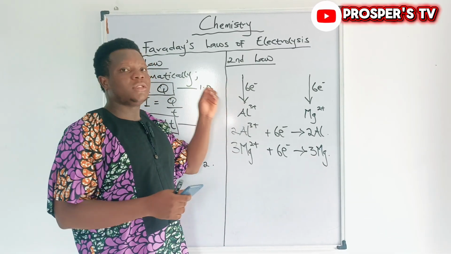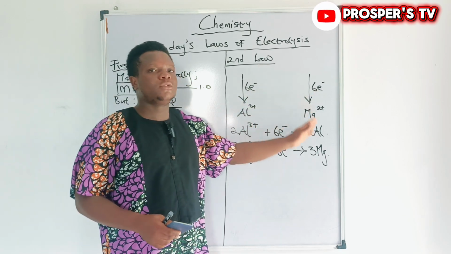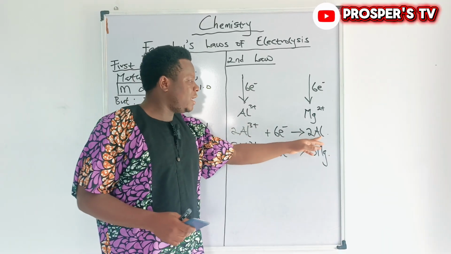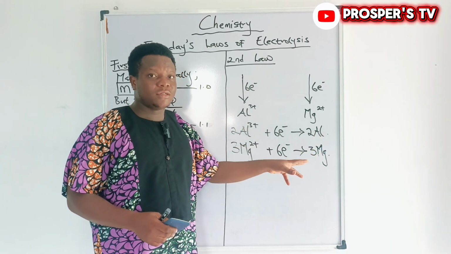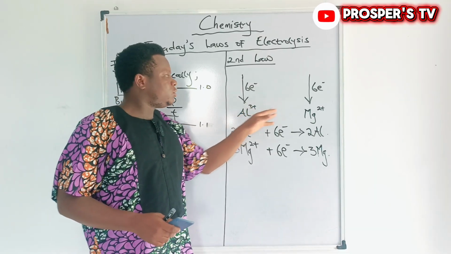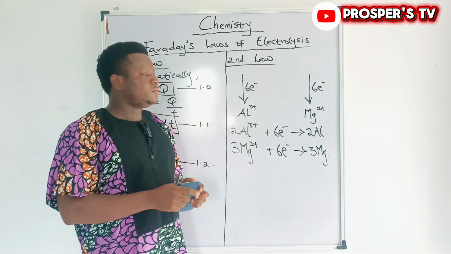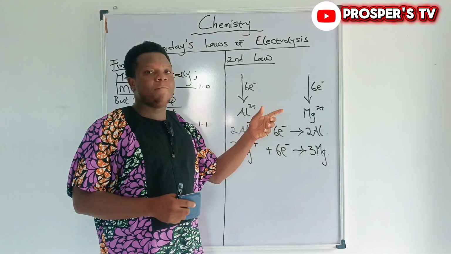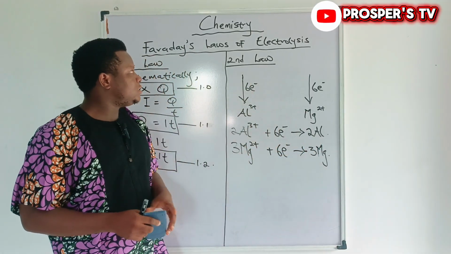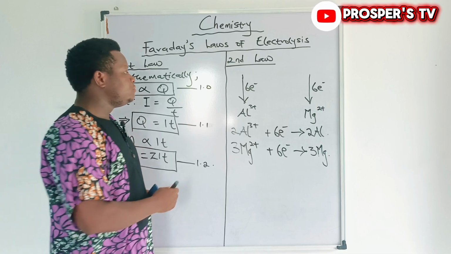Hence, Faraday's second law states that if the same quantity of electricity is passed through different electrolytes, the relative number of moles of the elements that would be discharged would be inversely proportional to the magnitude of the charge that they carry. So it means the higher the charge, the lower the number of moles that would be discharged. This is the statement of the second law. So basically, the second law is telling us that what?